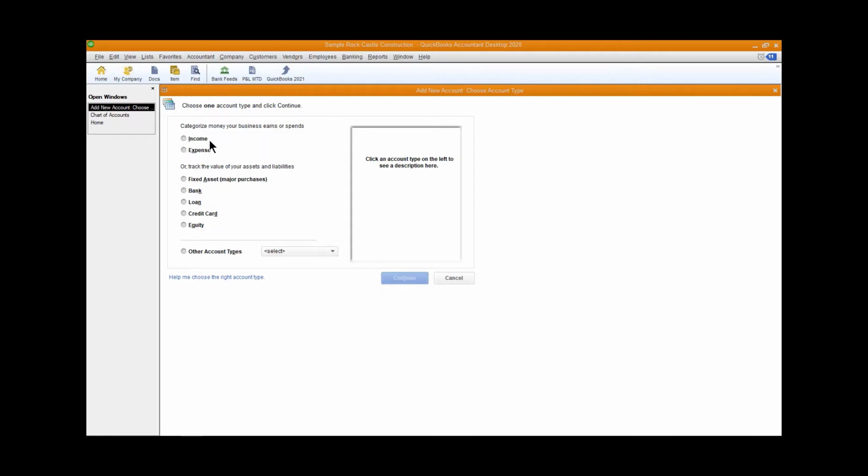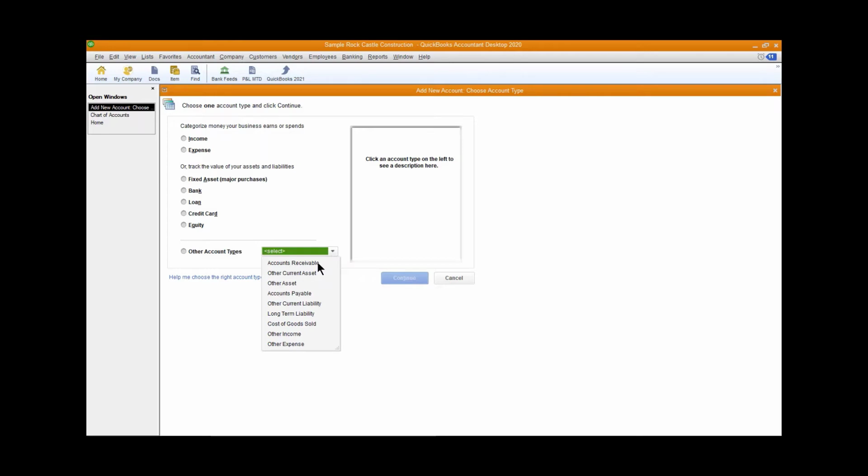So it addresses the income and it addresses the expense. It has a couple of types here of assets, a couple of types of liabilities, and the equity. And they've listed these here as these categories for the most common types. However, there are other account types that QuickBooks handles, and here are the other types.